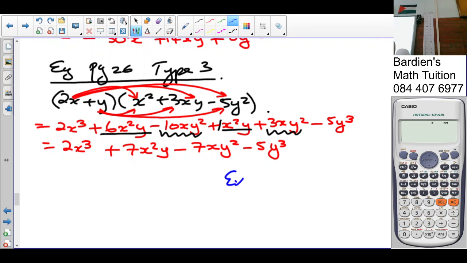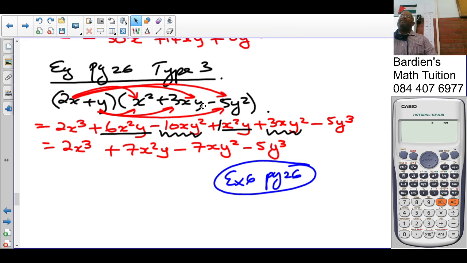Exercise 6, page 26. There are 5 sums there I want you guys to sort out.